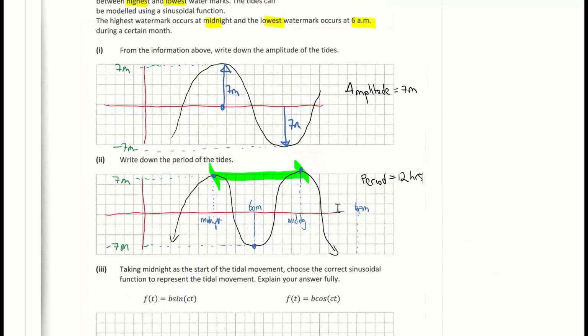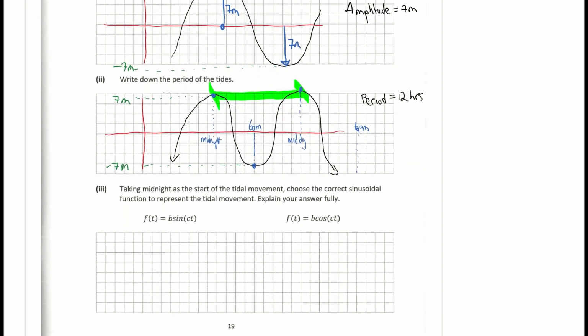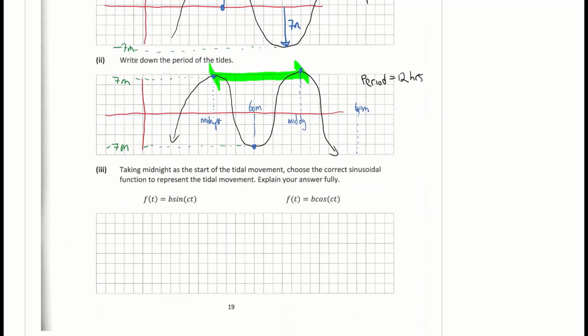Looking now at part 3, taking midnight as the start of the tidal movement, which one of these functions best represents it? So what I would be using there is f of t is equal to b times cos c of t. One way of explaining it is maybe because it's above 0 at the start, or its highest start point is at midnight, which is above the 0 point. So they're just different ways we could look at it. So I'm going to state the function f of t is equal to b times cos c of t.